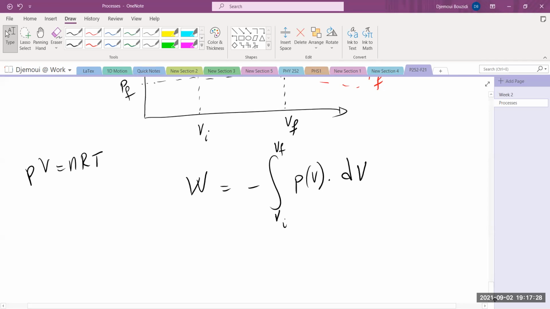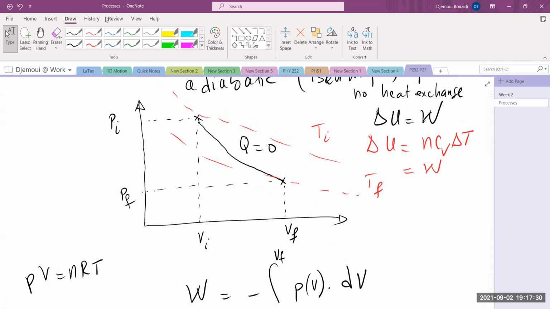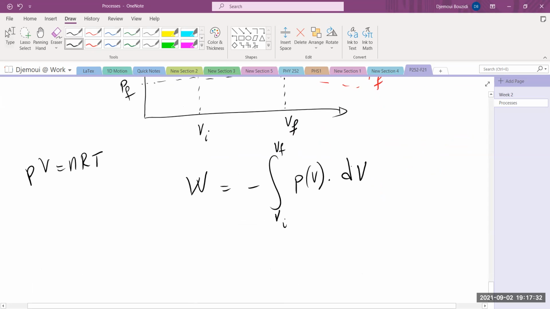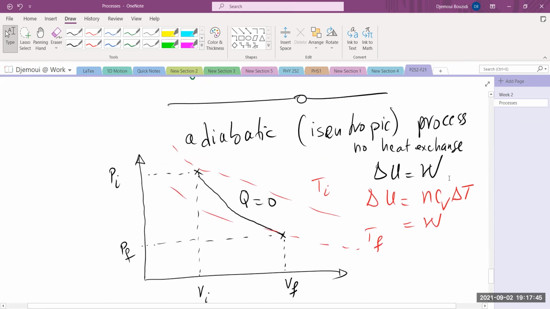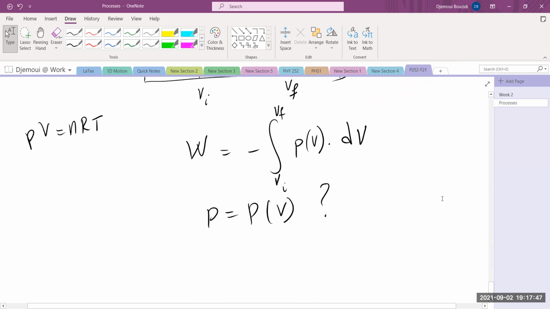So in other words, we have to do some honest work to find what that function P is as a function of V. That is really the challenge in an adiabatic process. We need to find that. Once we find it, we're in business. So let's go back into this expression because this is really the starting point in here, okay?